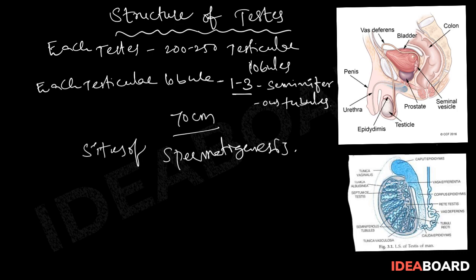If you see in the diagram, in each testicular lobule, these elongated, yellowish-colored convoluted tubules are called the seminiferous tubules. These are the only sites of spermatogenesis. On average, in each testis, approximately 400 to 500 seminiferous tubules are present.